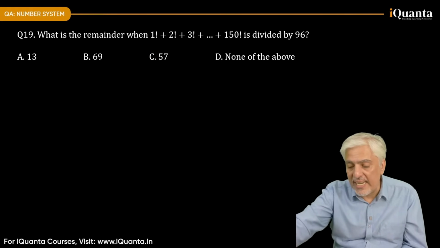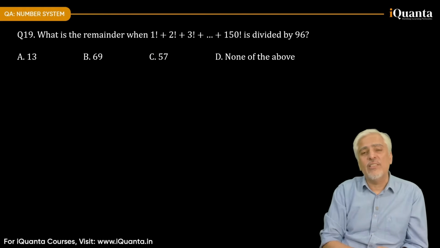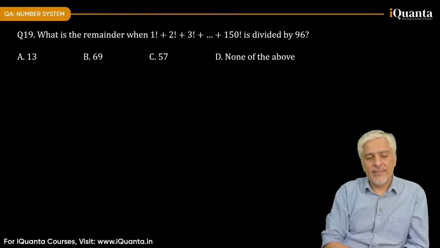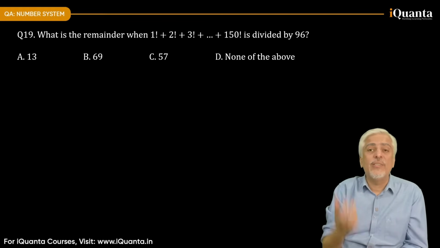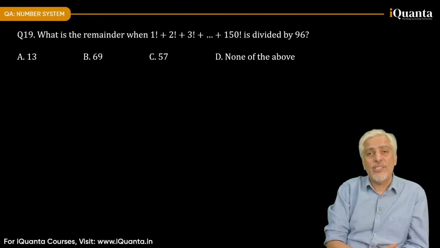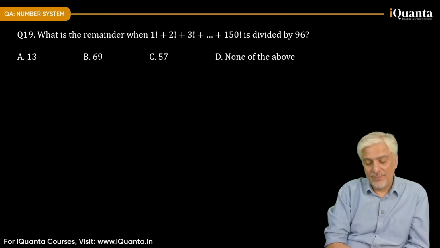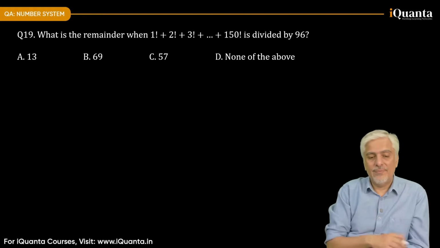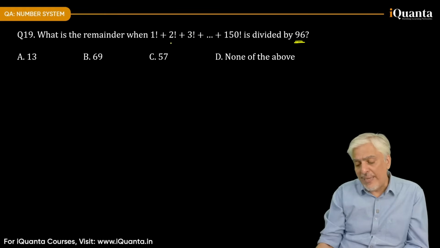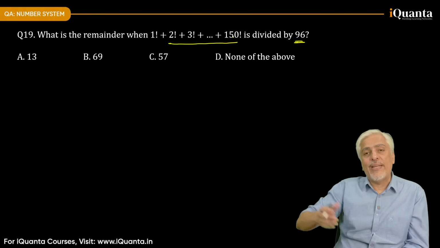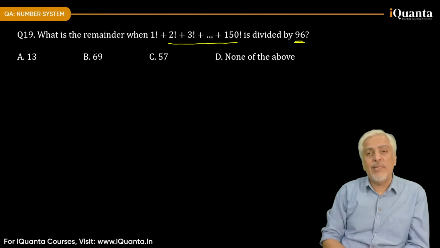Who does CRT for 6? It is such a small number. CRT is meant for slightly bigger numbers. There is no need for CRT. Don't get into CRT unnecessarily. Divide by 96. At some point all the factorials will become multiples of 96.